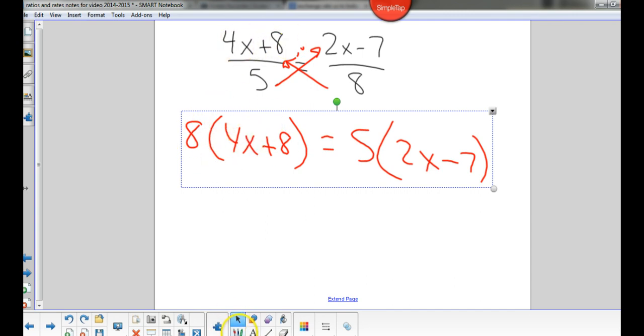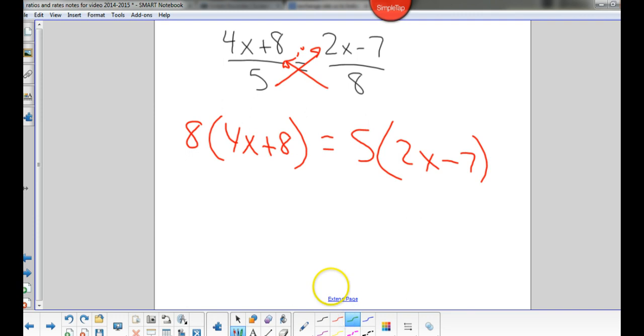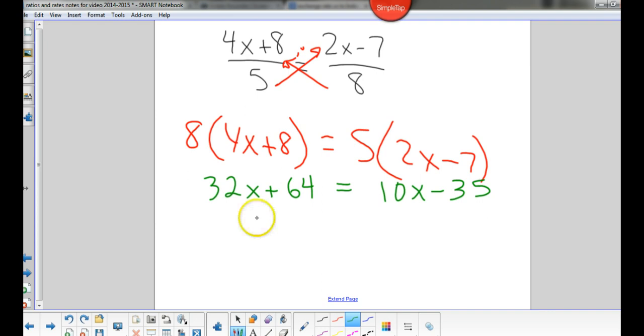All right. The way that people get this wrong is they multiply the 8 times only the 4x and not the 8. So this ends up being 32x plus 64. And then over here 10x minus 35. If you get to this step, it's just variables on both sides. Solve, subtract 10x from both sides. You get 22x plus 64 equals negative 35.